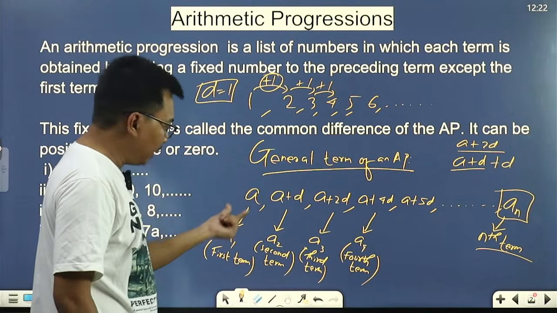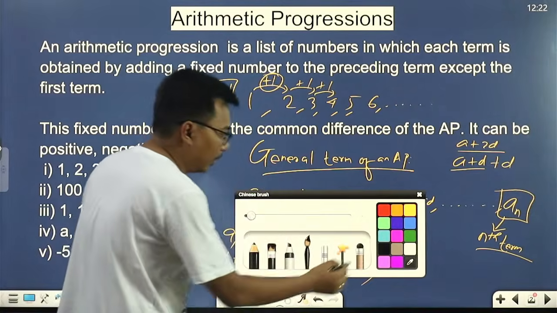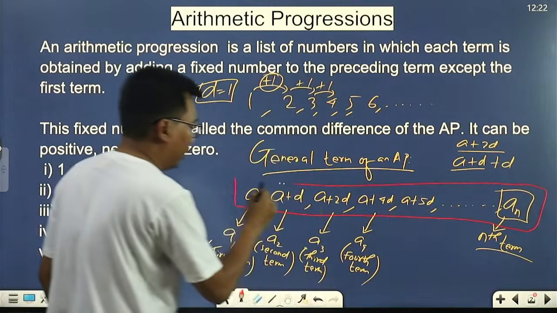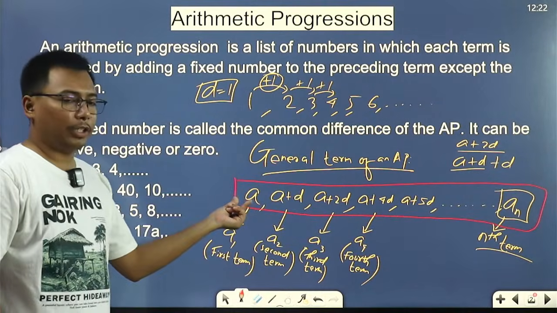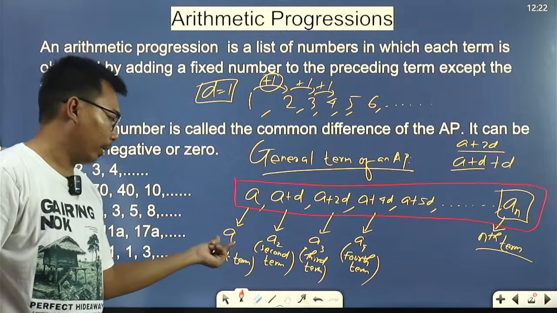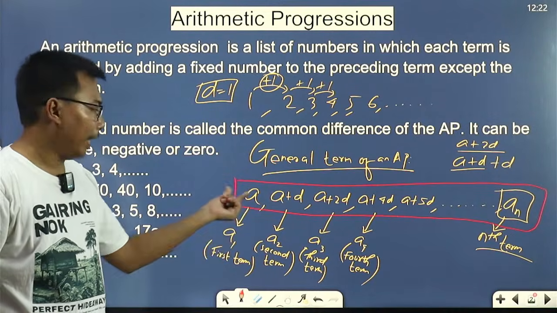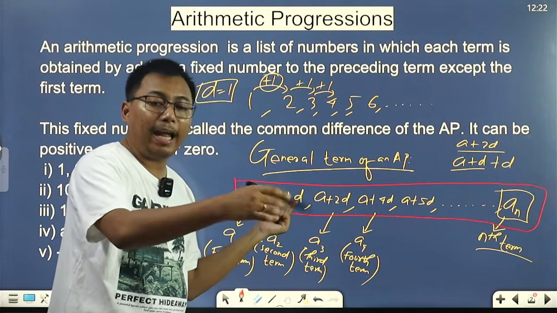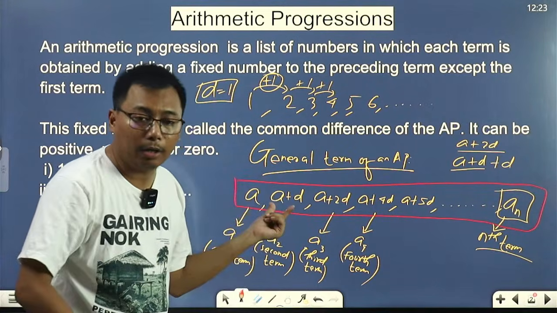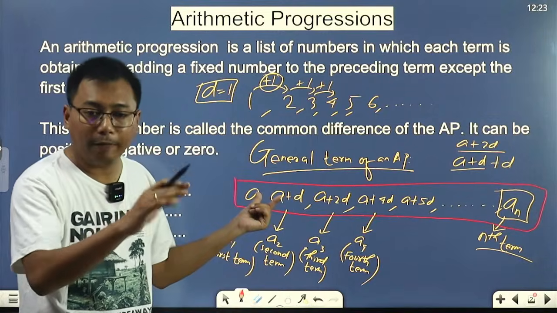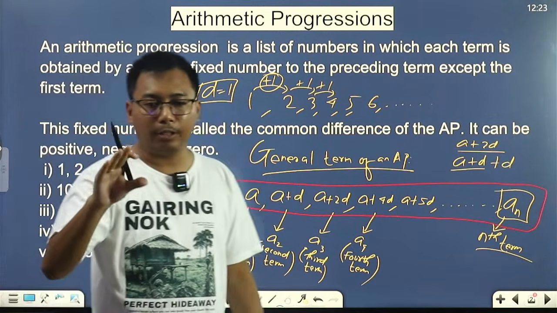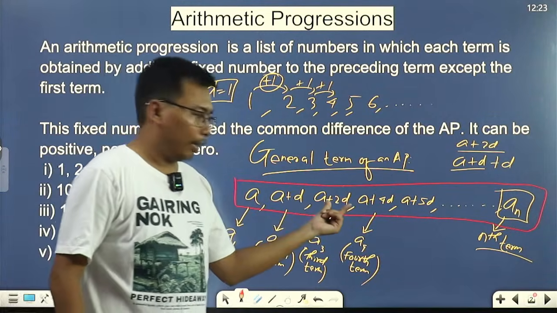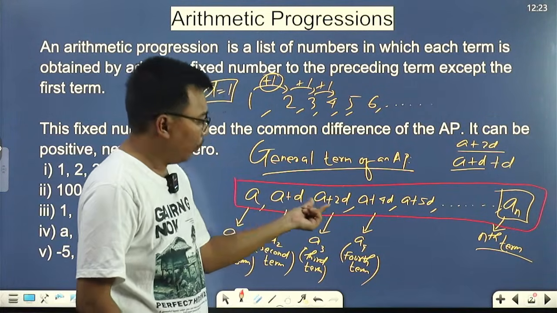Now, remember, this is our general term of an AP. A represents the first term. Sometimes we denote it by A1. Do not get confused, A or A1. And how do we get our second term? By adding a fixed number. What is that fixed number called? Common difference. A plus D. And if we add another D to A plus D, we'll get A plus 2D.